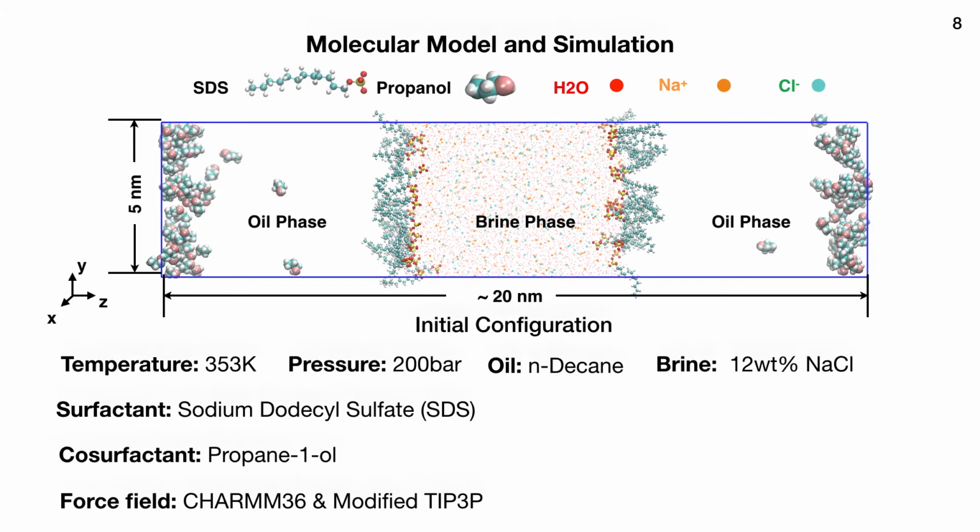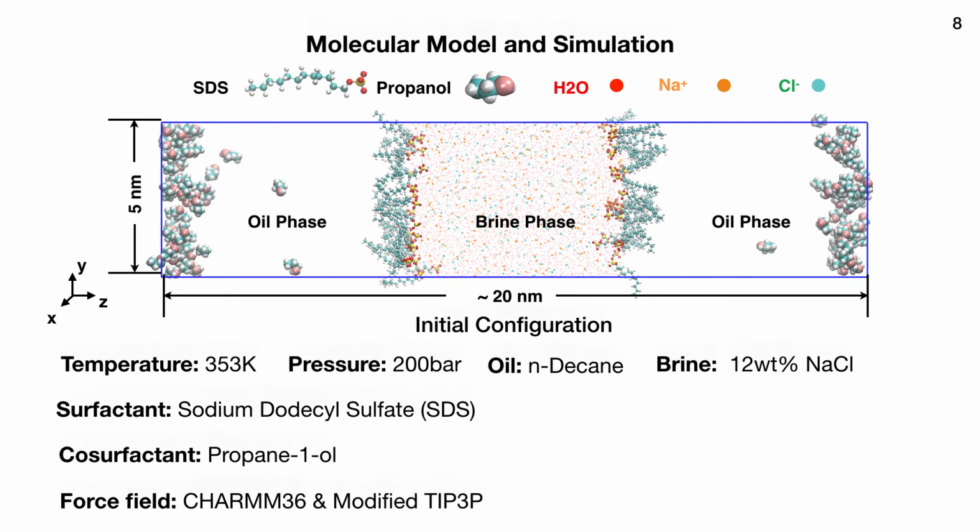Here shows our system setup and conditions. We designed the system with a rich brine phase sandwiched in between two oil phases. The dimension of the system in the Z direction is around 20 nanometers, which is already proven as large enough to overcome the finite size effect. The temperature and pressure are set as 353 Kelvin and 200 bar to reproduce the typical reservoir conditions. We use n-decane and 12 weight percent sodium chloride solution to represent the oil and the brine phase.